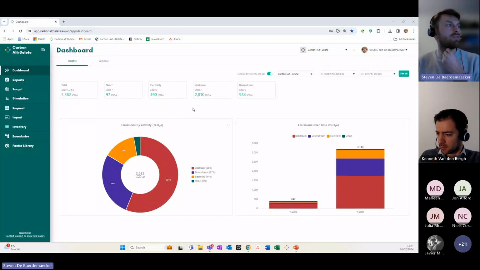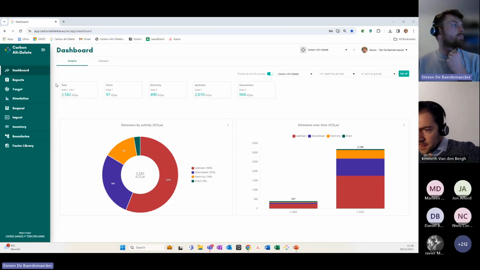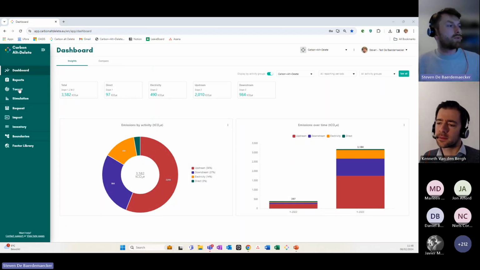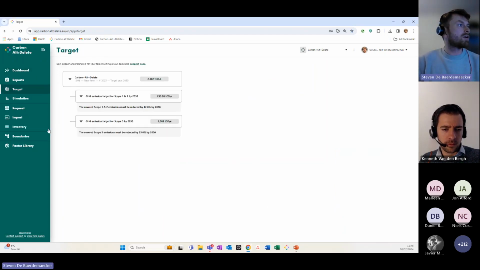Yes. Is that clearly visible? Yes. All right, so I'm in the app. I hope most of our current users will recognize that one. With one of the most recent releases, we added the tab target to our tool. And if I go to target, I already set a target earlier.